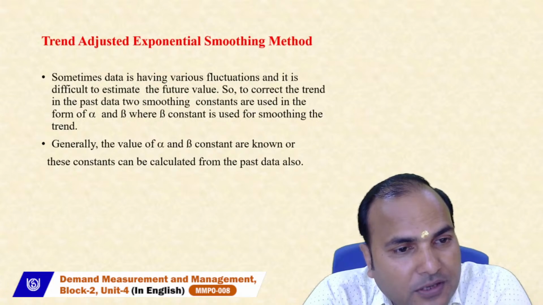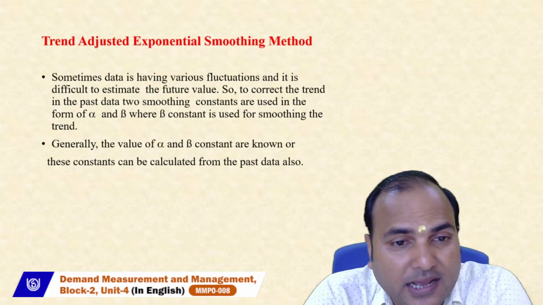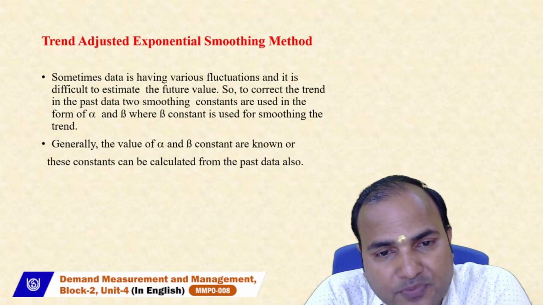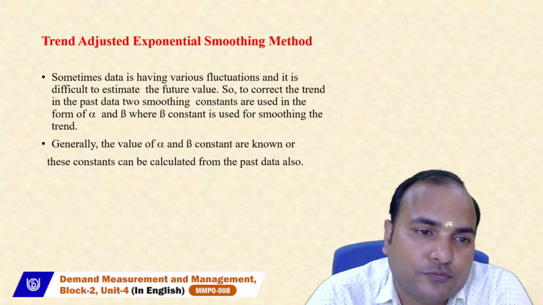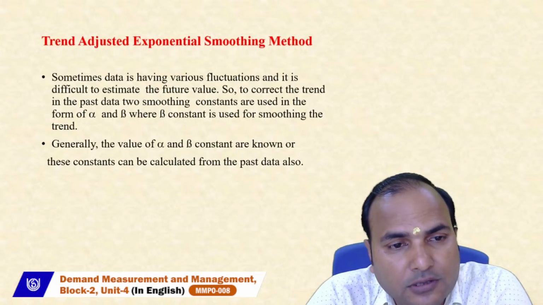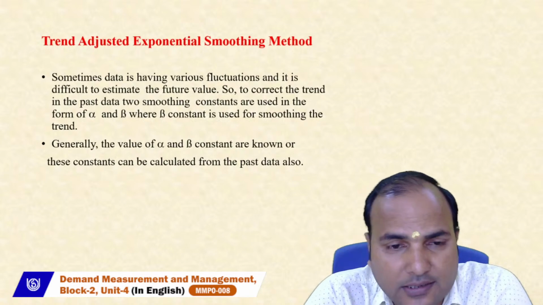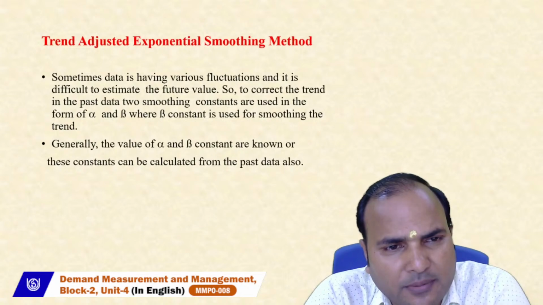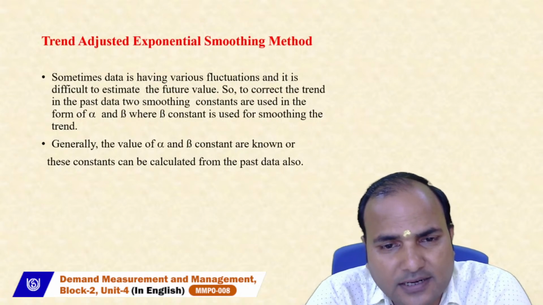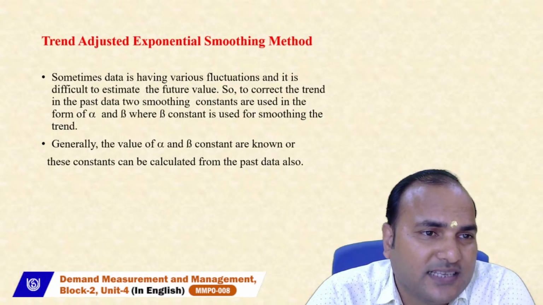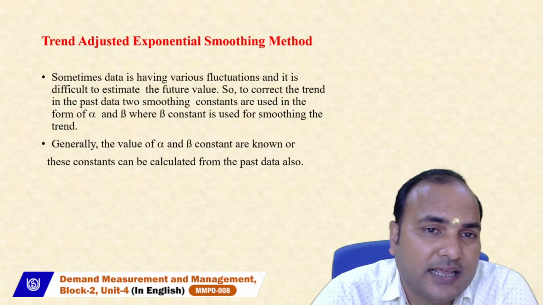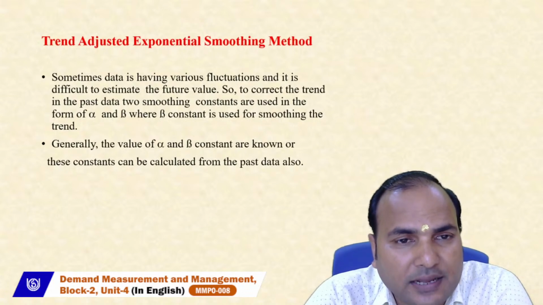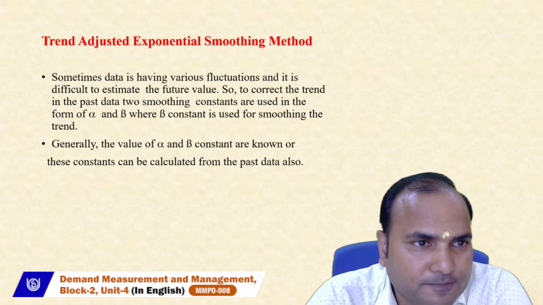Generally, the values of the alpha and beta constants are known, or these constants can be calculated from the past data also. Unless you take the values of alpha and beta as given constants, they can be calculated. How can the beta value and alpha value be calculated? From the past data. Okay, this is about the trend adjusted exponential smoothing method. So till now we have been discussing different forecasting methods.